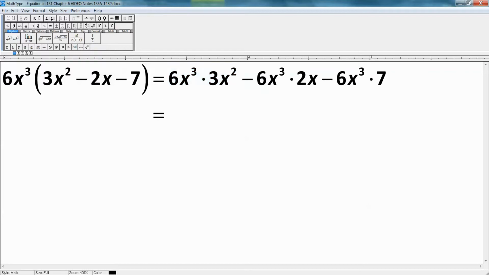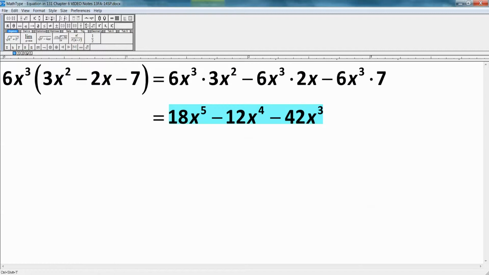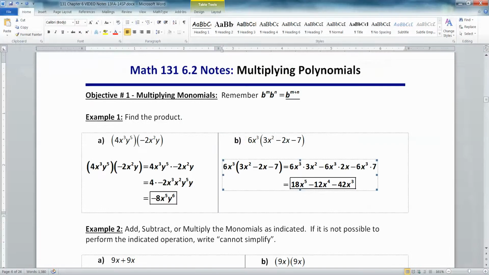So the first one is going to become 6 times 3, which is 18, and x to the 5th power, because you add these powers: 3 plus 2 makes 5. Then minus 12, because 6 times 2 is 12, x to the 4th, because there's 3 here and 1 here. Remember, when you don't see a power, that's the 1 power. Minus 42 x to the 3rd. This one has a 0 power: that's 7, which is 7 times x to the 0 because there is no x, right? And 0 plus 3 is 3. And there we go. All done.